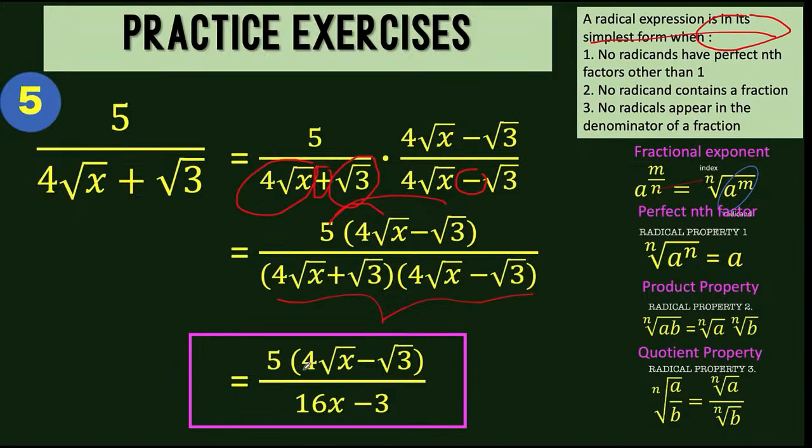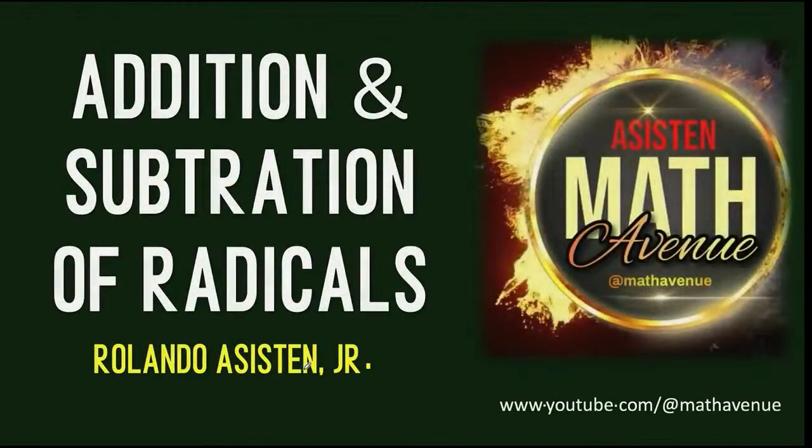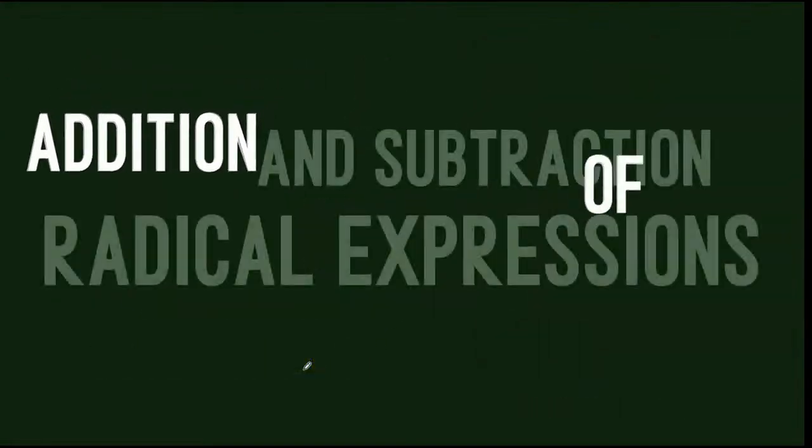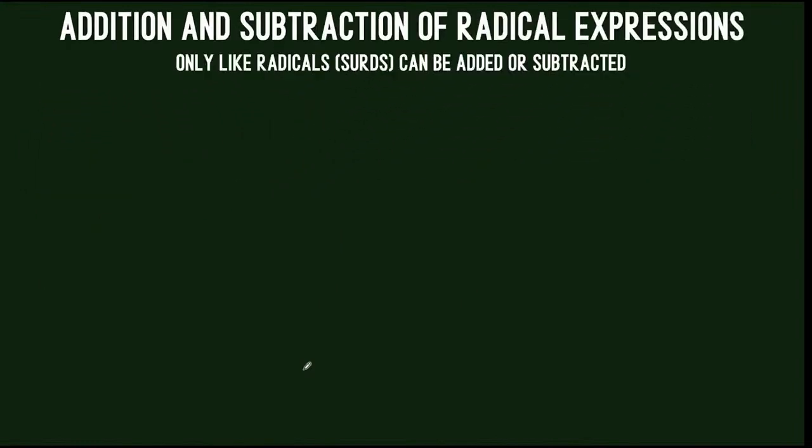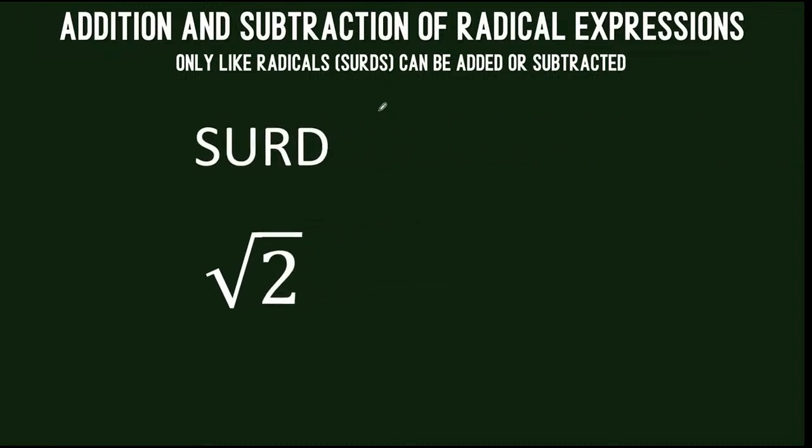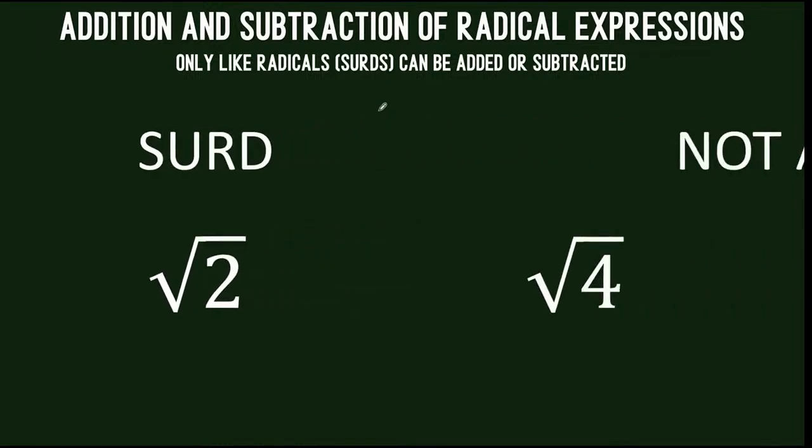Now, these skills prepare us for the next lesson, which is about addition and subtraction of radical expressions. So, the main concept here is that only like radicals or surds can be added or subtracted. So let's talk about surds first. What are surds? Square root of 2 is a surd, whereas square root of 4 is not a surd.